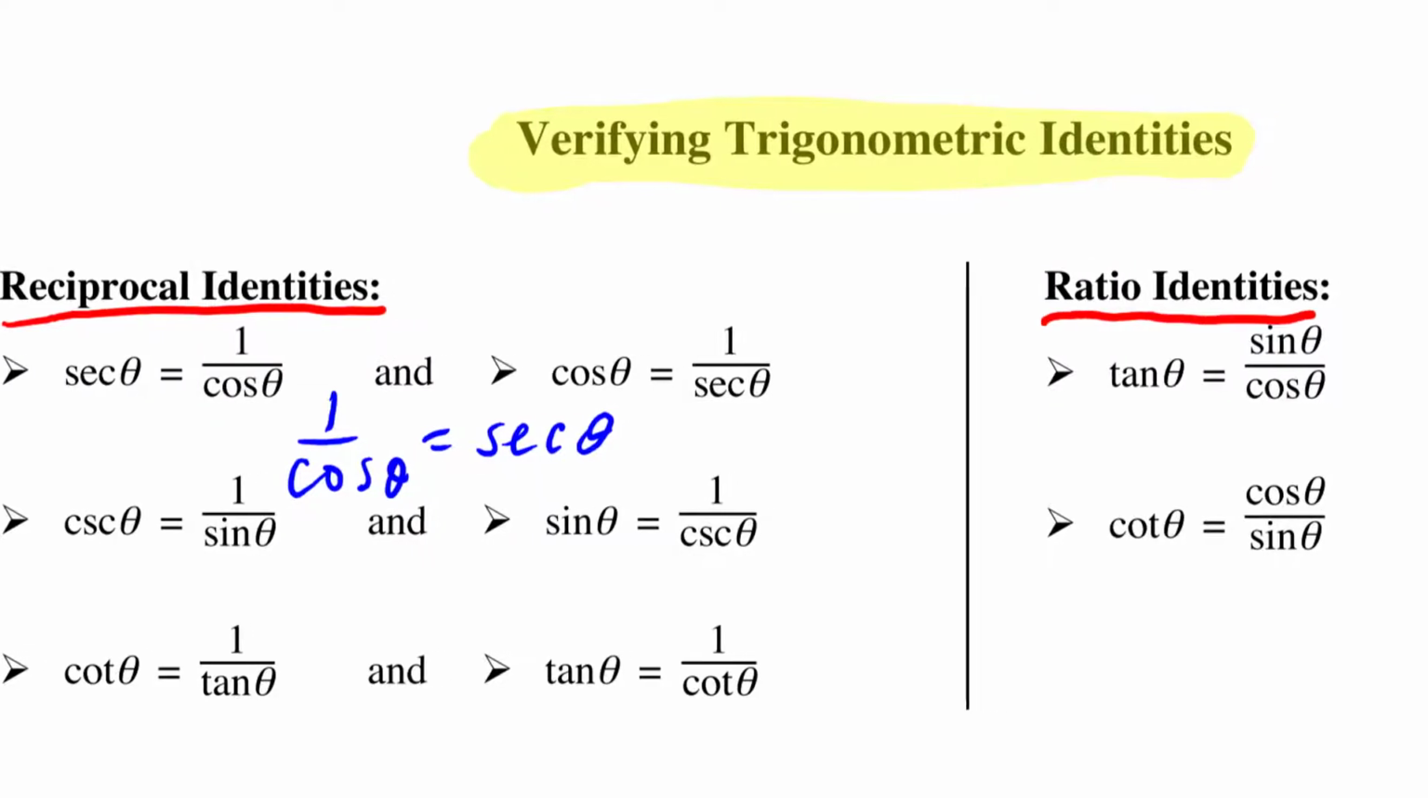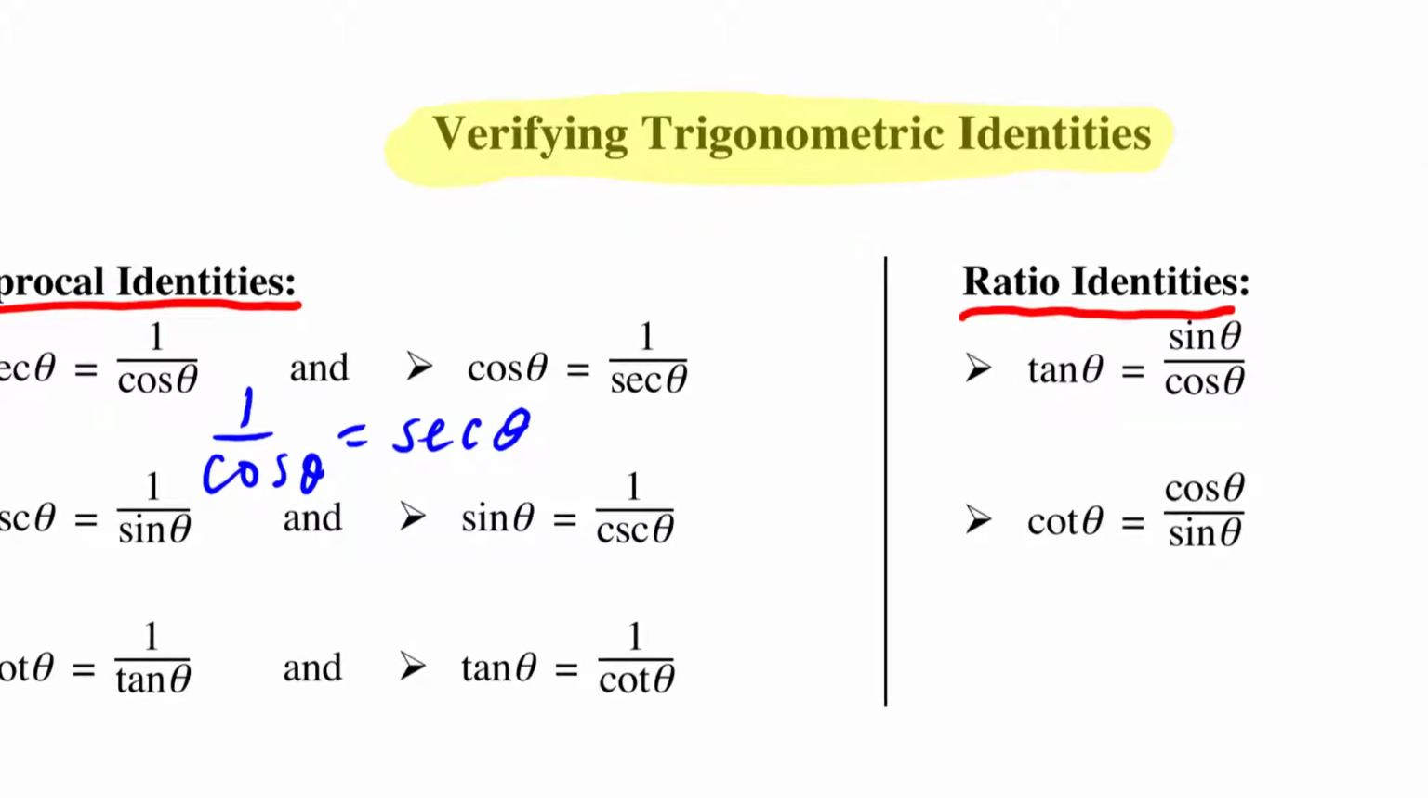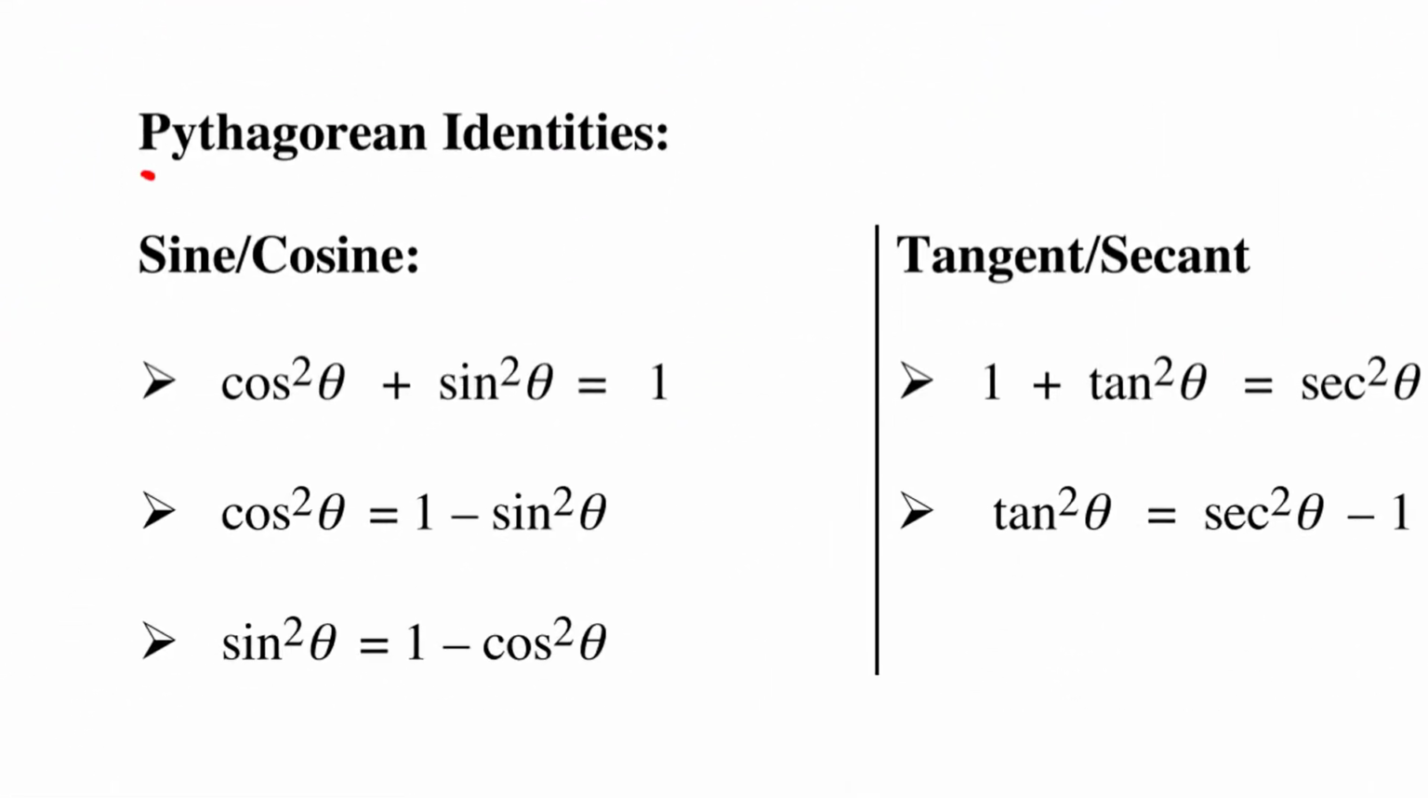We have the ratio identities. Tangent is sine over cosine and cotangent is cosine over sine. Did you notice that cotangent is cosine over sine? That might help you memorize these better. Tangent, not a cofunction, has sine, also not a cofunction, in its numerator.